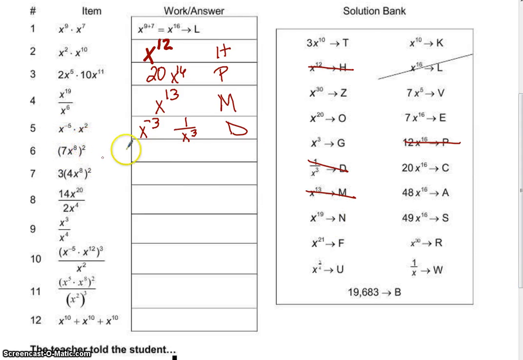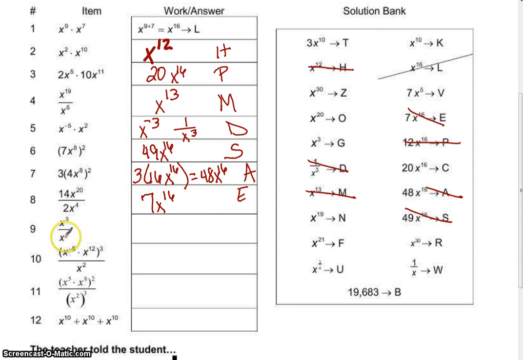7 has to actually be squared, and so that would be 49. X to the 8 times 2 is 16. So 49x to the 16th is S. You're going to want to do what's inside first, and so this is going to become 3 times 4 squared, which is 16. X to the 8 times 2 is 16. So then 3 times 16 is 48x to the 16th, which is A. 14 over 2 reduces to 7. X to the 20th over x to the 4th, you're going to subtract, and you're going to end up with x to the 16th, which is E.